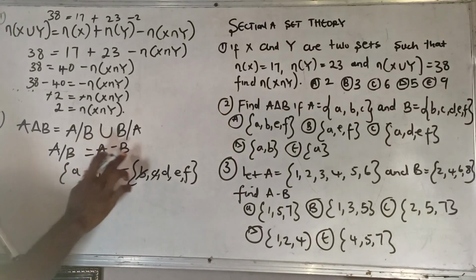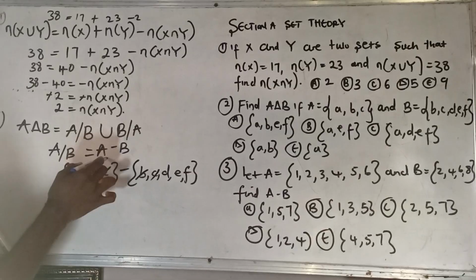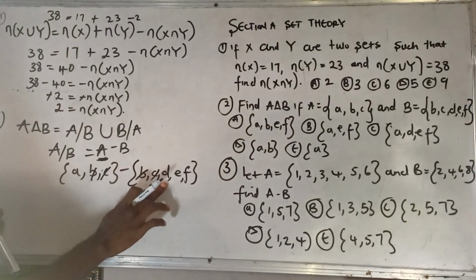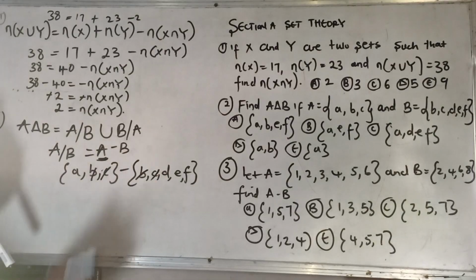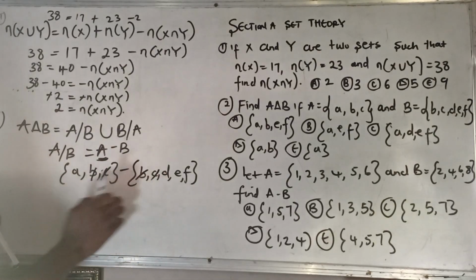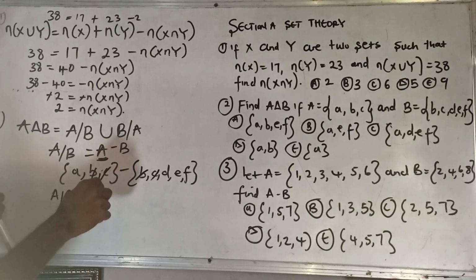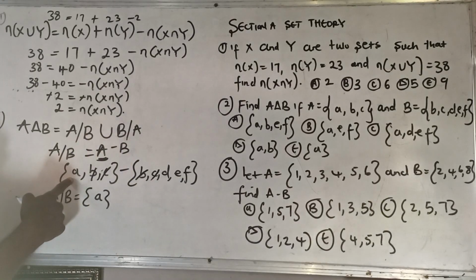If it is A minus B, we are considering the element that is remaining in A. Are you following? What I'm trying to say is that once we are done cancelling the common elements or the common members, we consider the members remaining in A. So A divided by B is just equal to what? A. That is the element that is remaining.